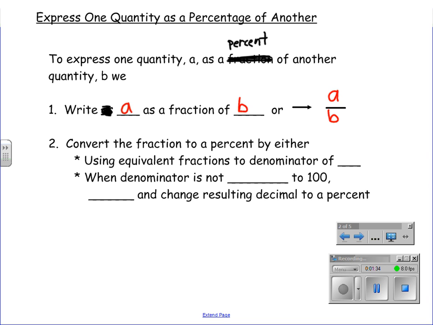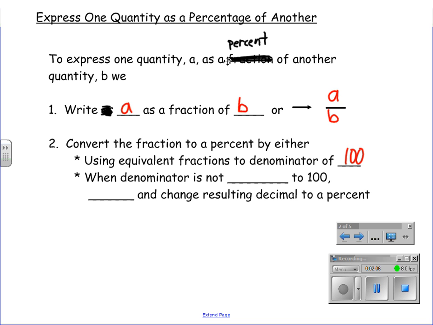So one way we can convert our fraction to a percent is to use equivalent fractions to the denominator of, Mason? Out of 100. So we take A over B, and if we can change it to a fraction of something over 100, we know what our percent is. Sometimes that doesn't work, though. Sometimes we're dealing with something like 5/7, and you can't, no matter how hard you try, change that to something over 100 easily.